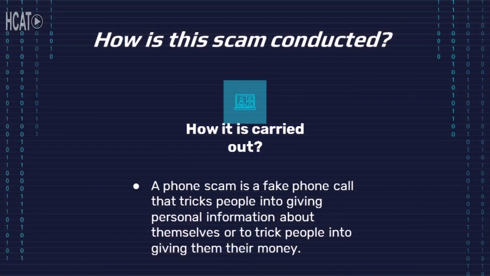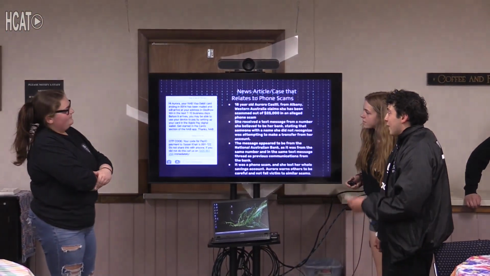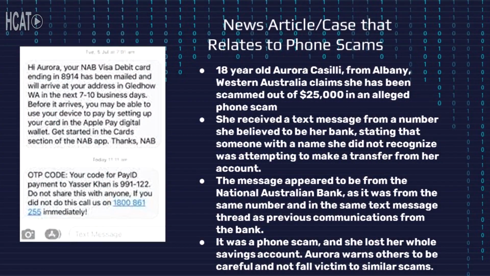Okay, so how phone scams are carried out is usually they'll call you, and it's a fake phone call, and they'll try to get your personal information, or they'll just try to get money out of you. Okay, so a teen from Australia was scammed out of $25,000 in a phone scam.